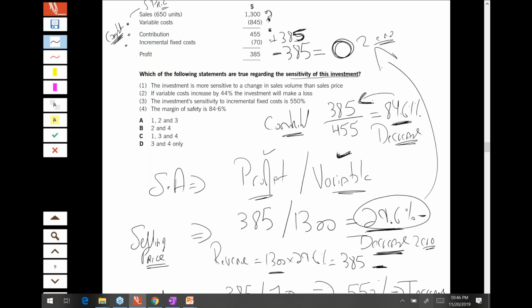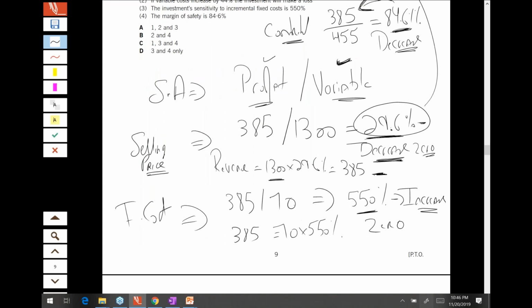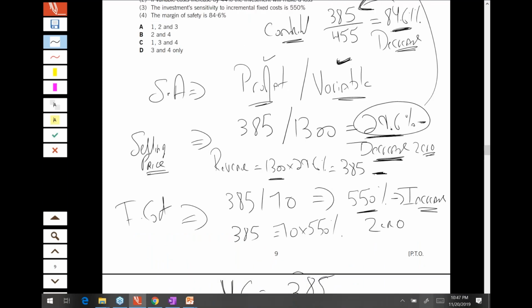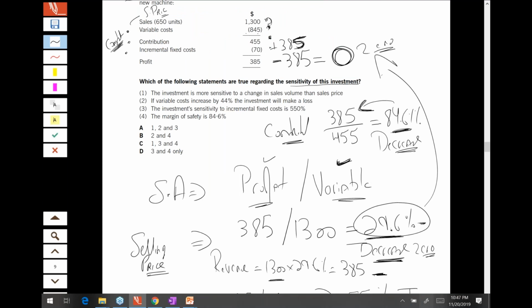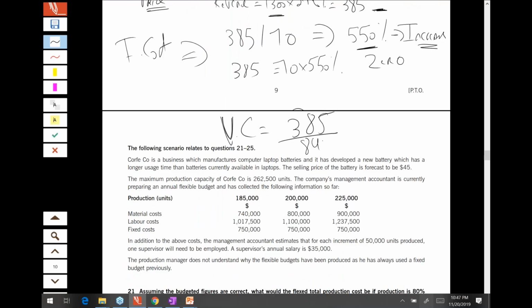Now let's work out for variable cost. Quickly for variable cost, 385 divided by, what is the variable cost? 845. So what is the answer? Can anyone tell me? It's how much? 45.5%. And this is a cost. So for cost, what should I write, increase or decrease? The increase in cost will bring profit to zero. Increase.